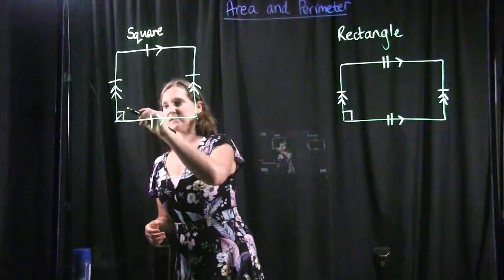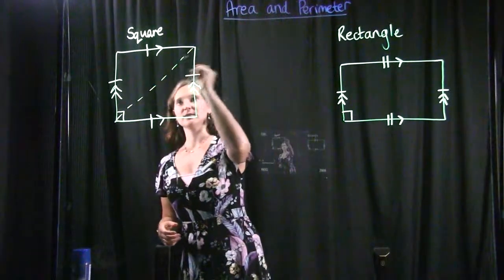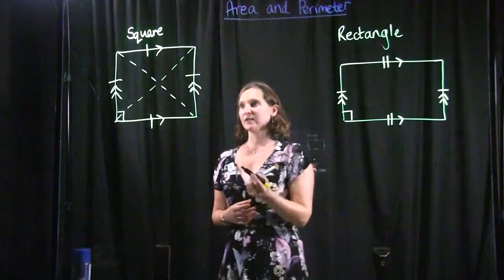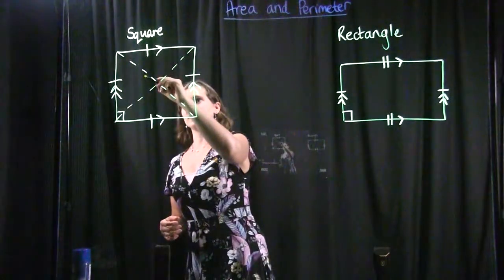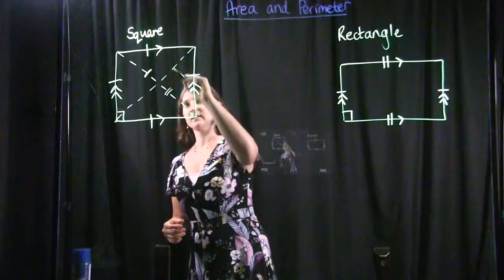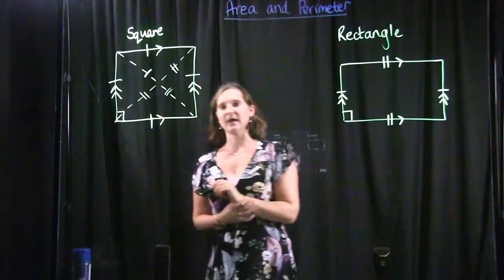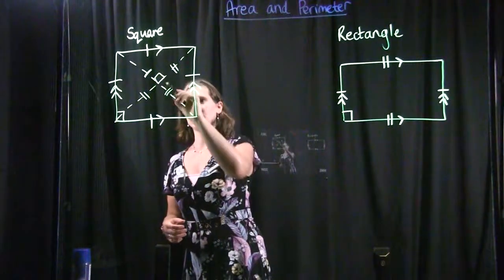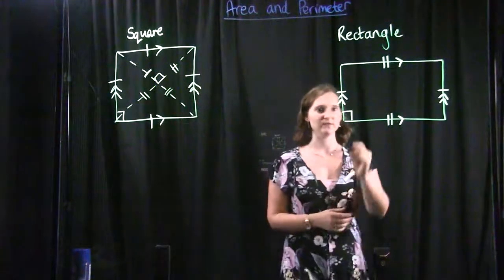Now if you look at the intersect of these shapes, so lines that go through the diagonals, in a square these are the same length. Alright, all coming out from the centre point, and we have a right angle here as well. Alright, so every corner there will be a right angle.